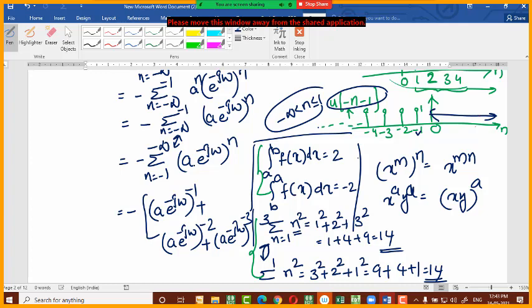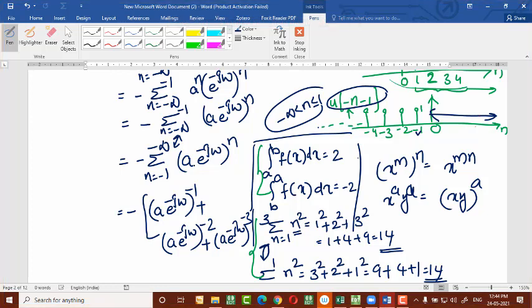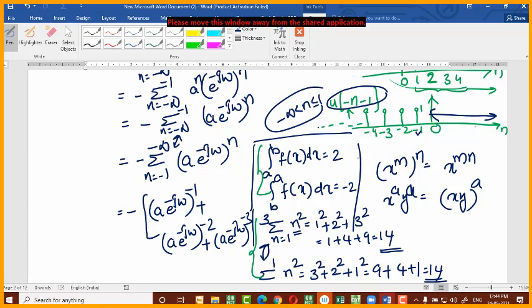Because in this particular problem, if a is greater than 1, then only the signal will be a stable signal. In the previous problem, if it is less than 1, it will become unstable. Okay, a power n into u of n means a should be less than 1. That is our first problem. Now we are dealing with minus a to the power of n u of minus n minus 1, where a should be greater than 1.